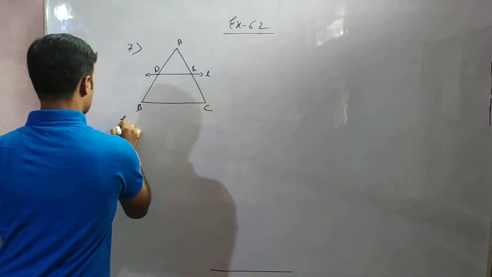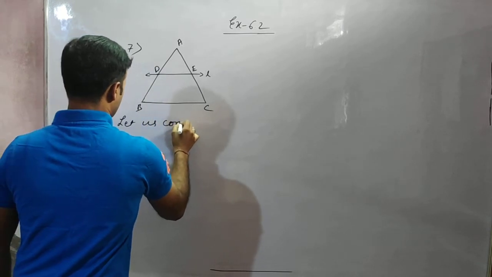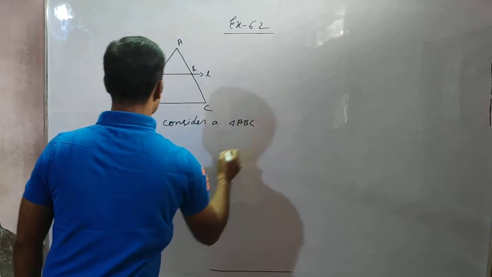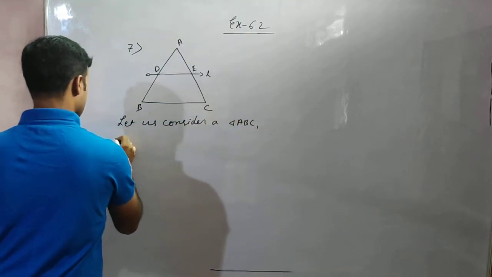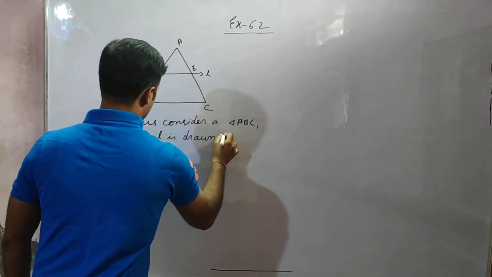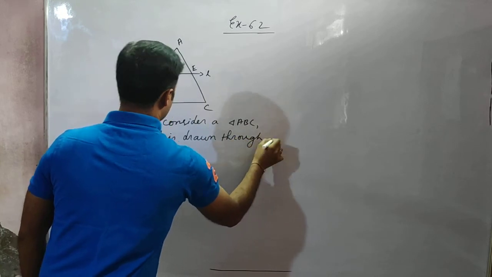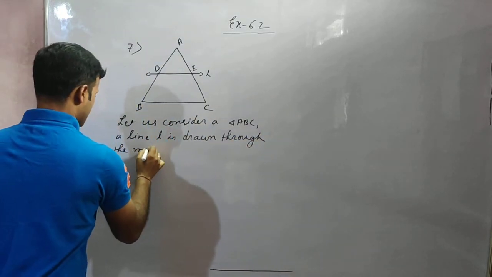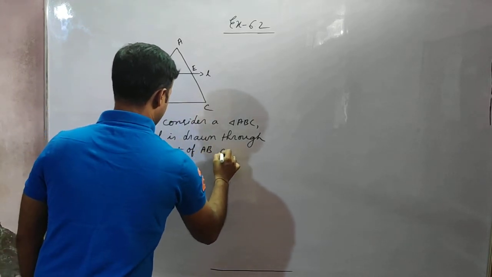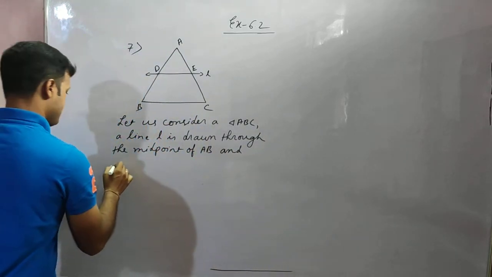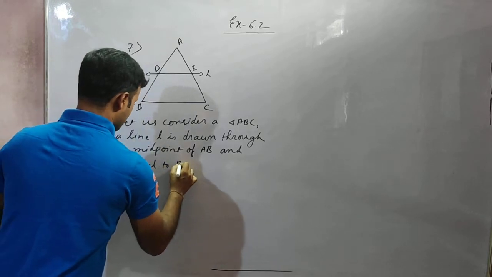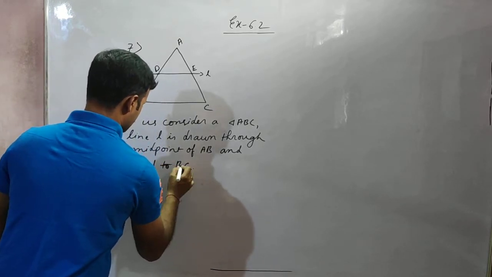Now, let us consider a triangle ABC. Line L is drawn through the midpoint of AB and parallel to BC. Okay, parallel to BC.